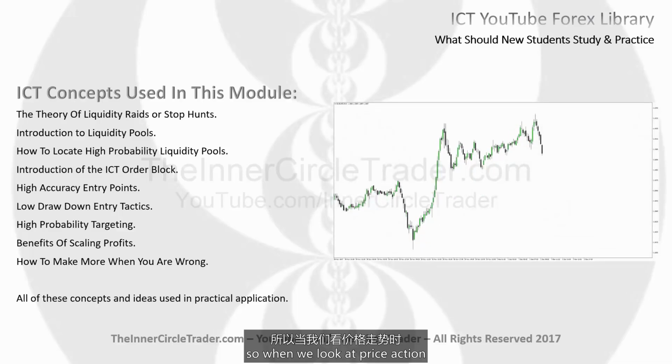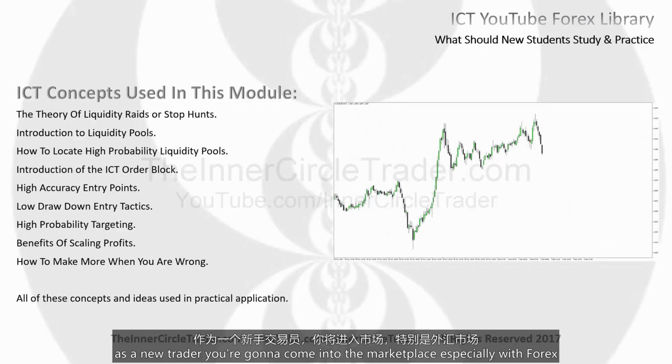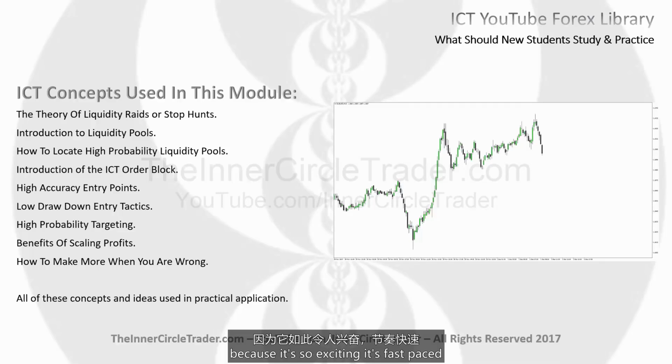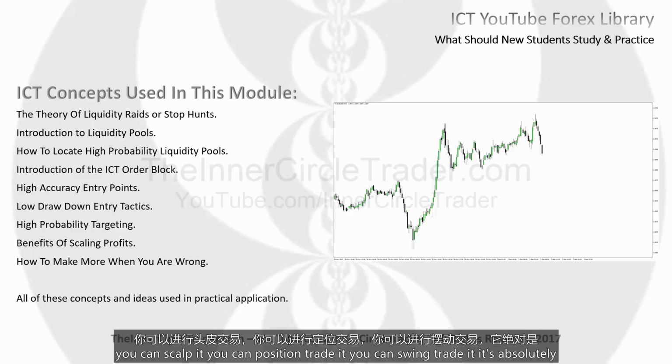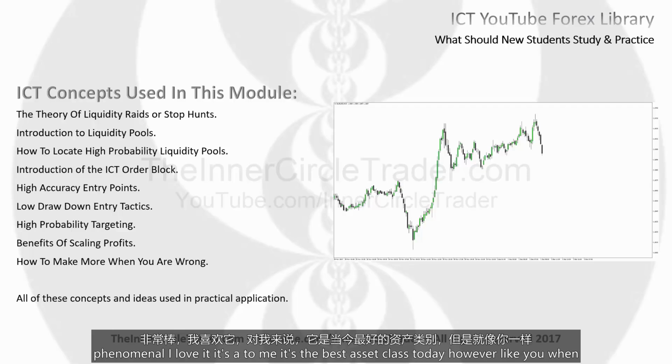When we look at price action, as a new trader, you're going to come into the marketplace, especially with Forex, because it's so exciting, fast-paced, a wonderful, beautiful market that gives plenty of opportunities. You can day trade it, scalp it, position trade it, swing trade it. It's absolutely phenomenal. I love it. To me, it's the best asset class today.